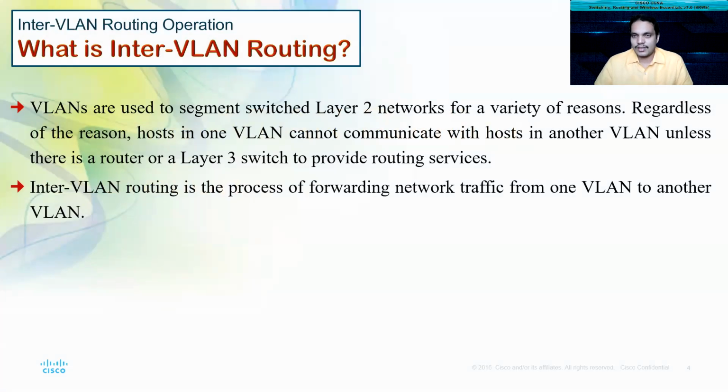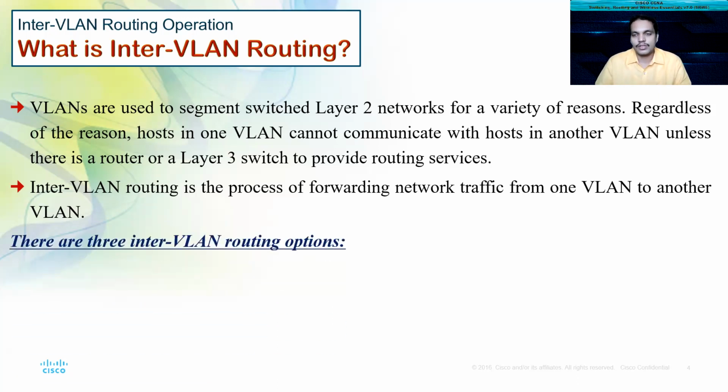Now, as we discussed in the introduction part, VLANs are used to segment layer 2 networks for a variety of reasons. But a host belonging to one VLAN will not be able to communicate with another host belonging to a different VLAN. Inter-VLAN routing is the process of forwarding network traffic from one VLAN to another VLAN. This is where inter-VLAN routing is used.